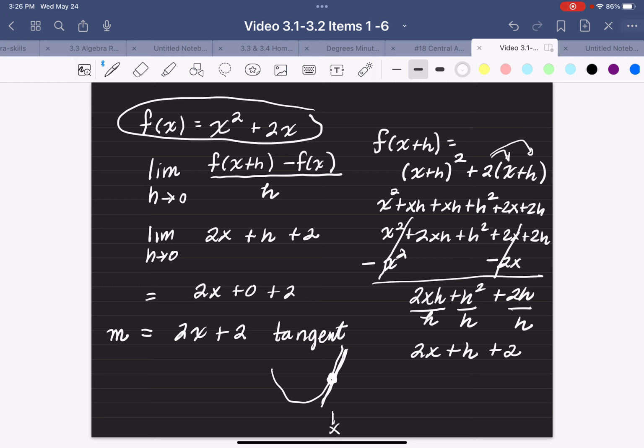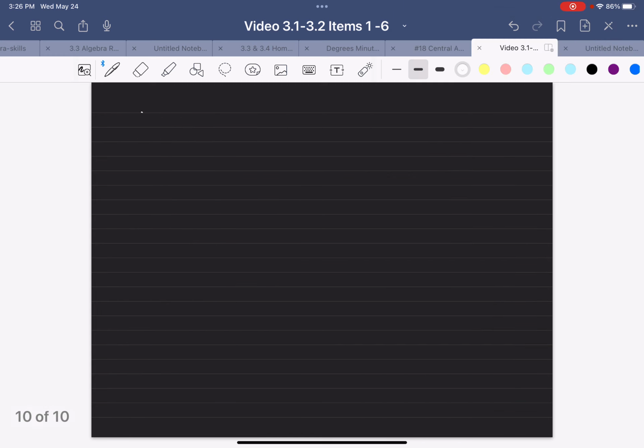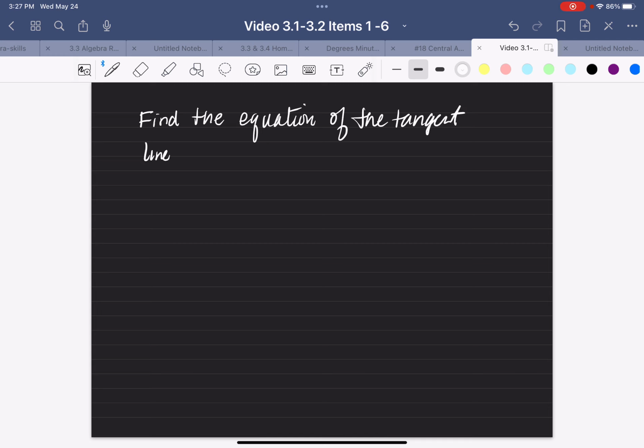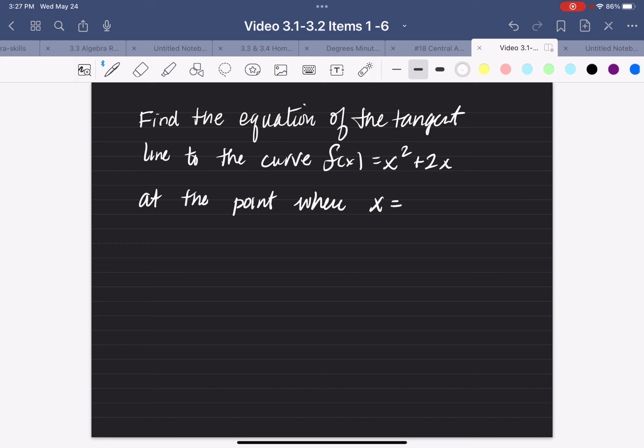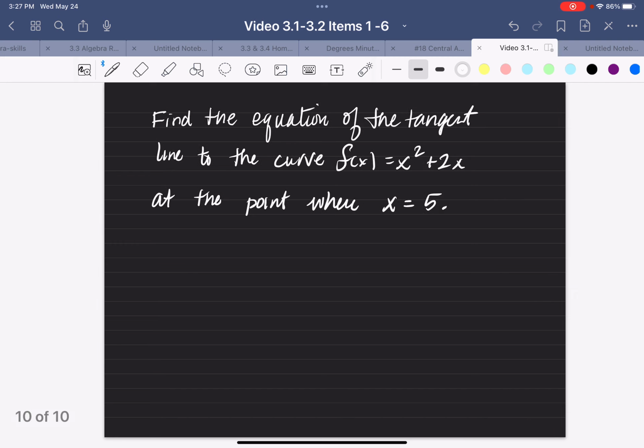Now, sometimes they ask us to go a little bit farther, and they ask us to find the equation of the tangent line to the curve f of x equals x squared plus 2x at the point where x equals 5.